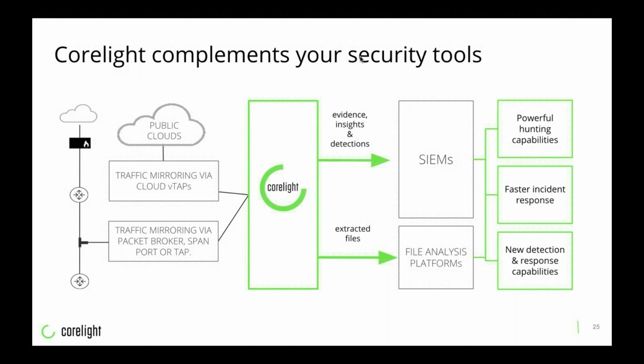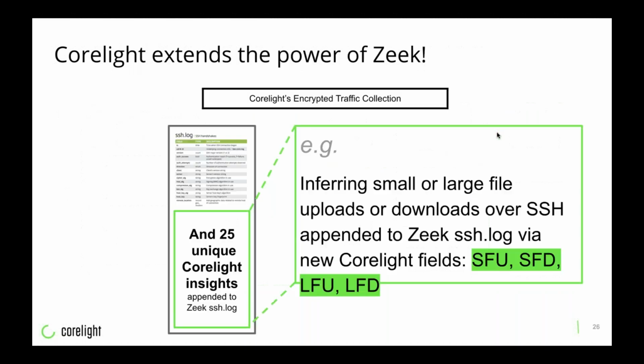So we've taken the extensibility, the choice, the flexibility that comes with open source and support that in our platform as well. Two quick examples of the N+1 I was talking about, what you get with Corelight beyond the open source. We've done a lot of really cool work around extending the insights that the core Zeek platform offers in terms of protocol visibility.